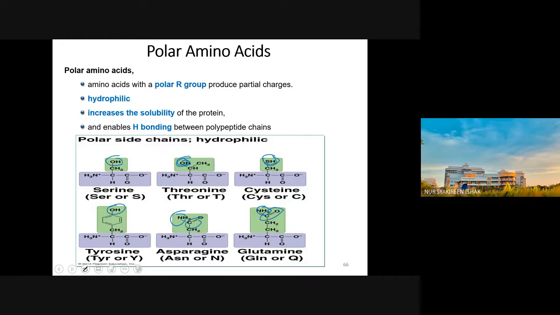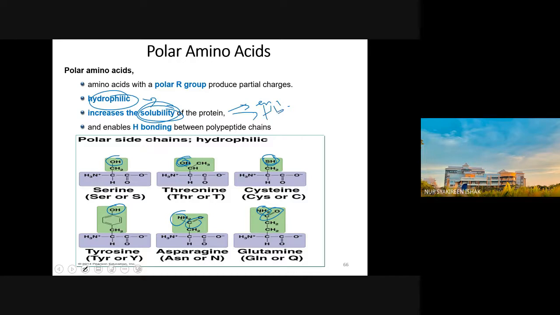So when they are polar, they are hydrophilic, which means that they can attract water molecule. So when they are attracted to water molecule, they are soluble in water, which increases the solubility of the protein. So protein that is made up of polar amino acid is soluble. Contohnya apa? Enzyme or hemoglobin.